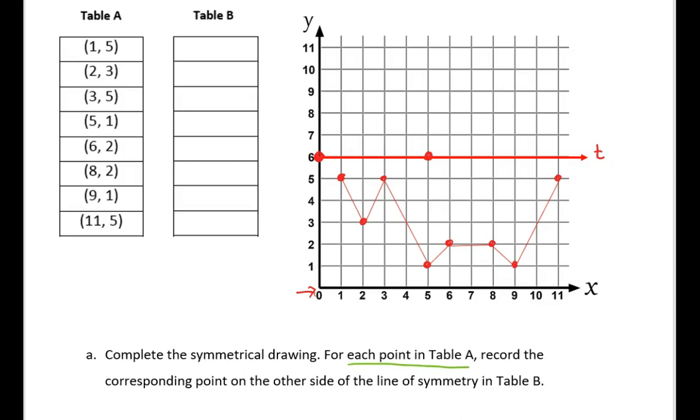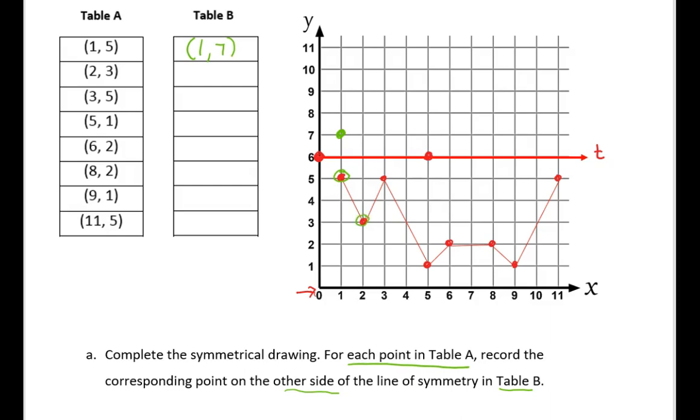For each point in table A, we're going to record the corresponding point on the other side of the line of symmetry, or in other words, line T. And we'll put the points into table B. So for example, if I go to my first point on the plane, the coordinate pair was (1, 5). I went over 1 and up 5. I want to put the corresponding point on the other side of line T. You can see that I'm 1 unit below line T. So to keep it symmetrical, I'm going to go 1 unit above line T. So the ordered pair now is (1, 7). So I'll put that in table B: (1, 7).